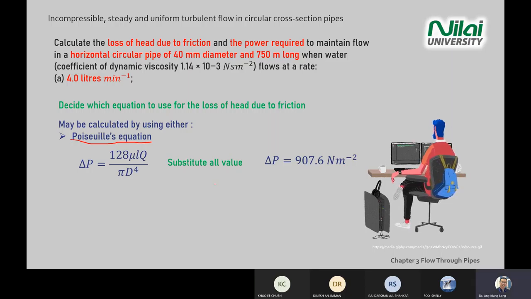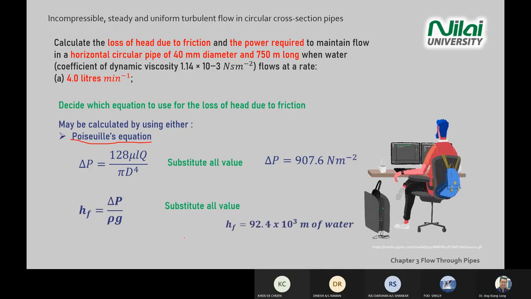Second method, you put it into the head loss equation. Head loss HF equals delta P divided by rho g. Substitute, you get your head loss. Head loss due to friction is 92 × 10^-3 meter of water. Okay, HF is head loss.